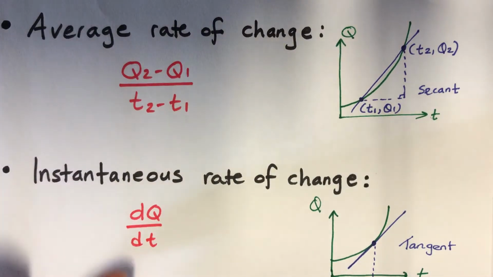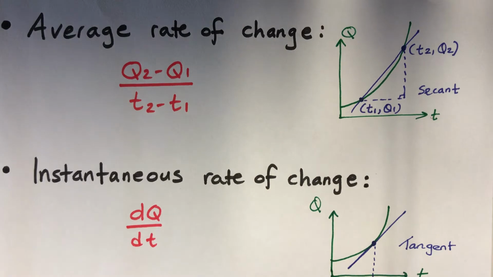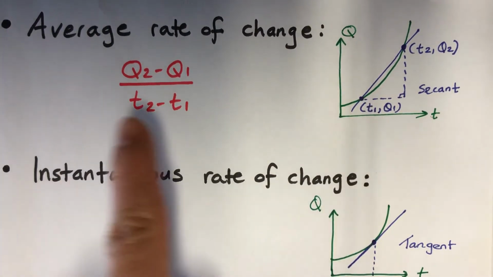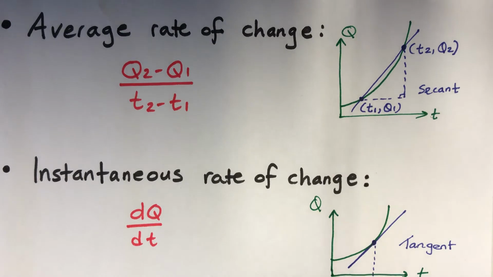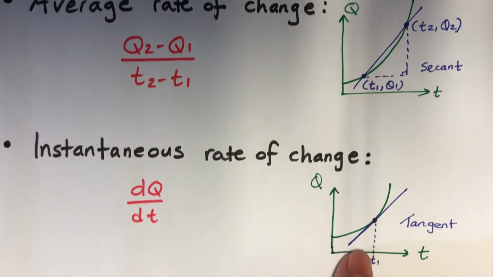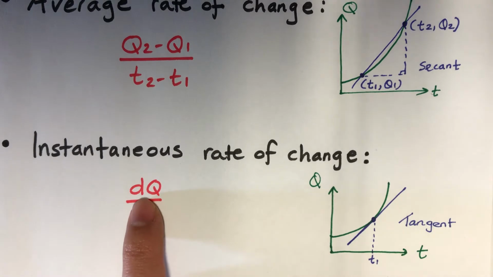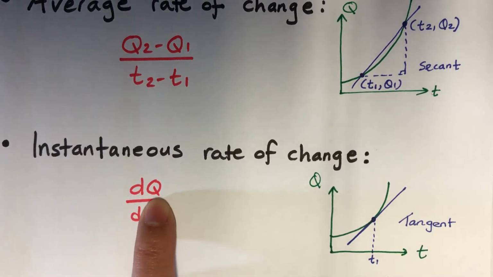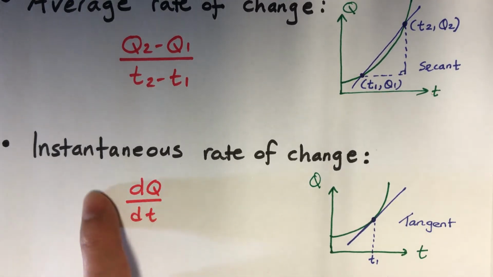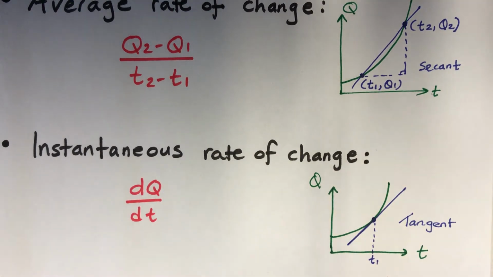And also look at the formula. Average rate of change has 2 points, a difference of y values, which is Δq, and a difference of x values, which is Δt. And here it doesn't have those 2 points. It's just dq over dt, a change of q and a change of t. So it's a rate. Okay, rate of change.